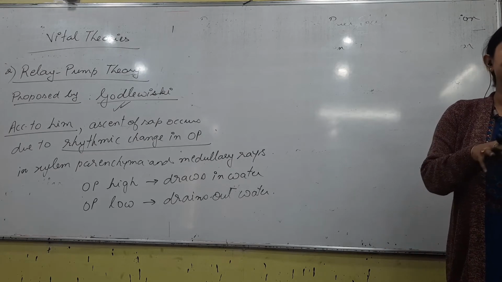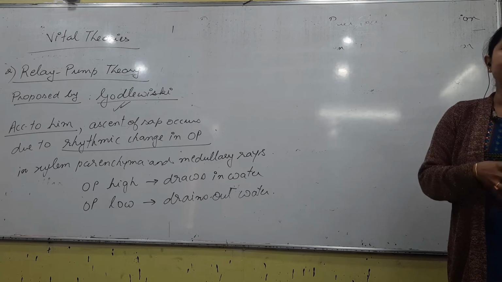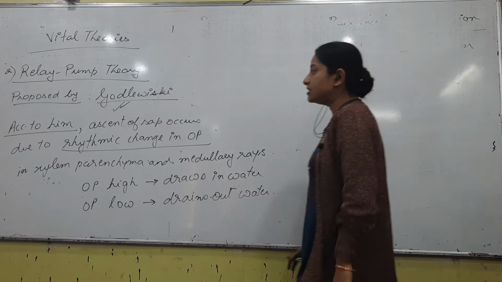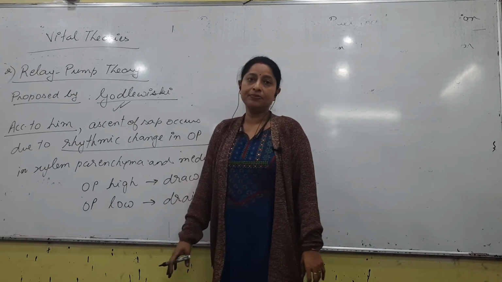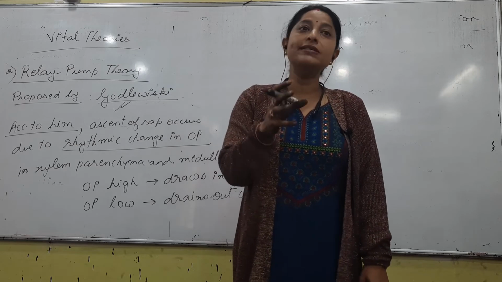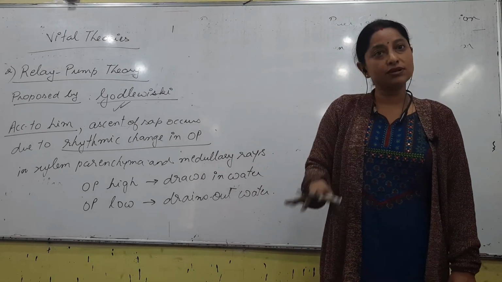Because if a cell has more OP, then water will enter. Right? So what he said is because of OP, but he has used a word that is called rhythmic. What is rhythmic? A rhythmic movement, no? Now it will be more, now it will be less, again more, again less, right? This is what is called rhythmic.